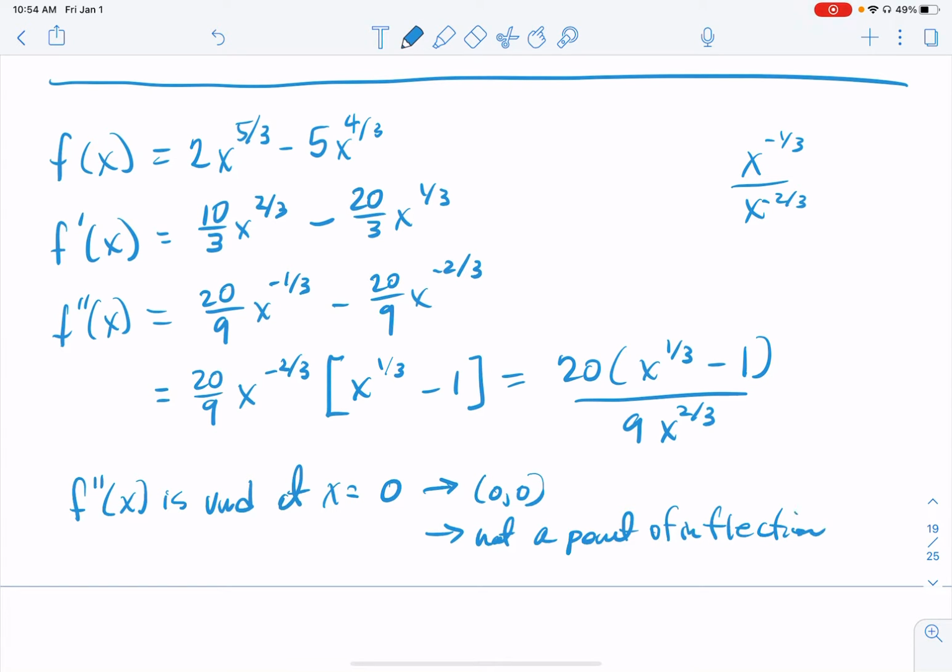Here's one of those cases where if you were going to try to do the second derivative test, the second derivative test would fail on this particular example because the first derivative would be equal to 0 here, and so would the second one, and so the test would fail.